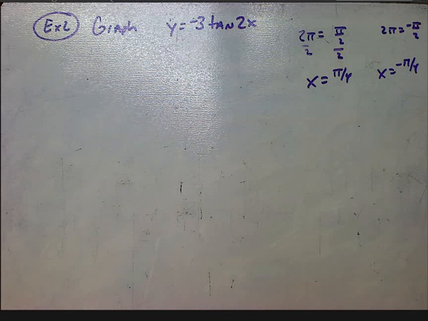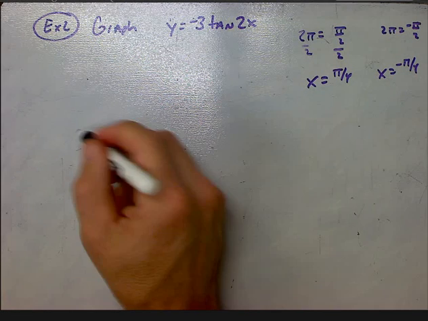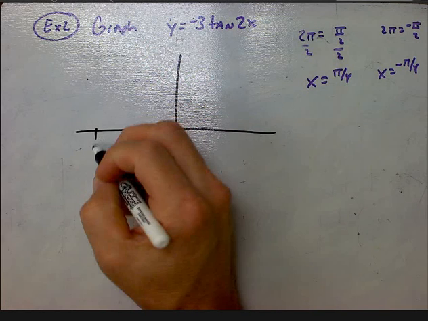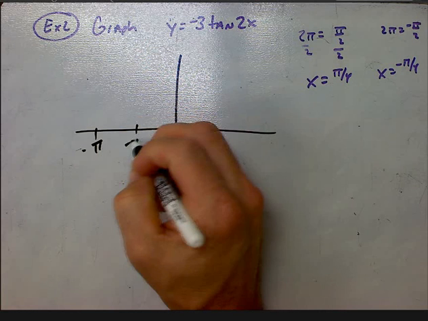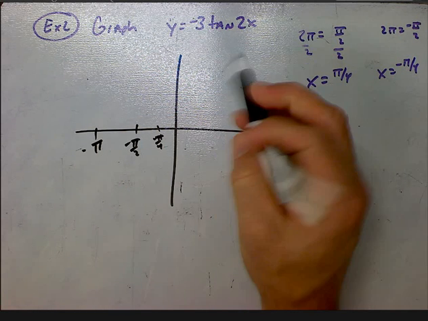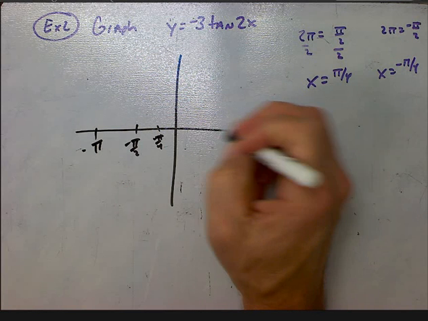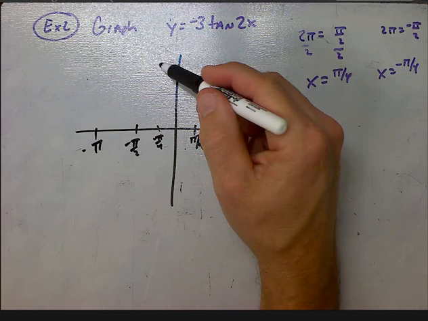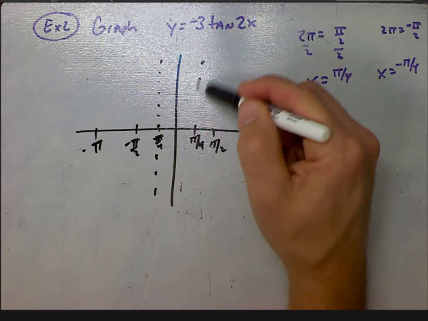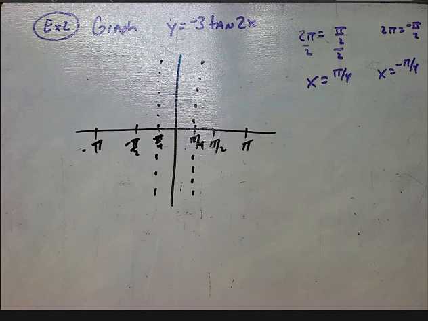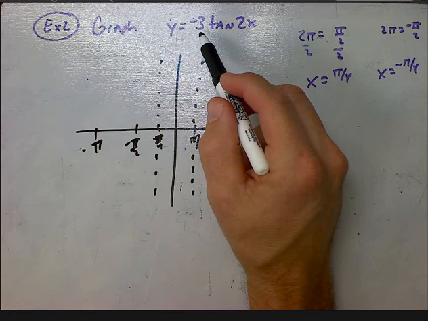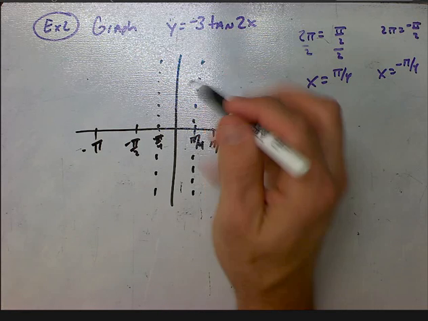So for consecutive asymptotes, I'm going to go with -pi over 2, -pi over 4, pi over 4, pi over 2. So this one made it a little skinnier. Okay? The -3 flips the graph and changes the amplitude to 3 instead of 1.